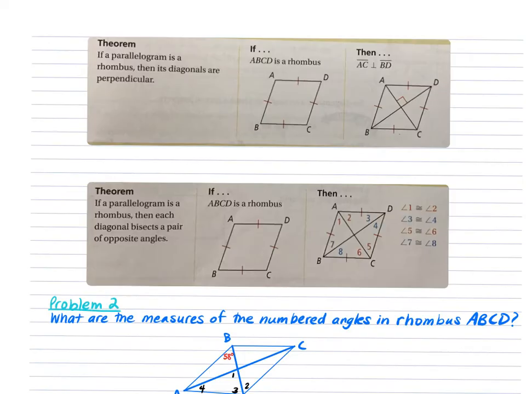Okay, so another property of a rhombus is that the diagonals are perpendicular. So if you have a rhombus and you connect the diagonals, they're always going to connect at 90 degrees. So AC is perpendicular to BD. And then another property of rhombi or rhombuses is that the diagonal bisects a pair of opposite angles. So the diagonal right here, these two are the same.